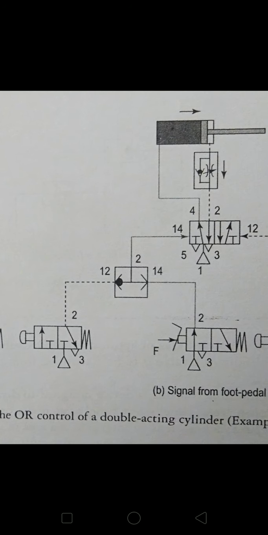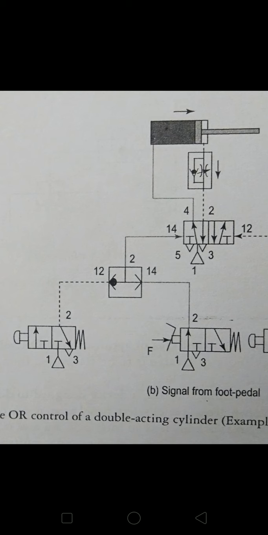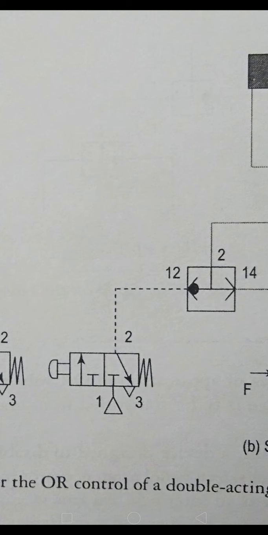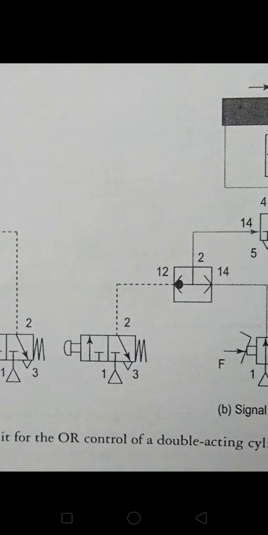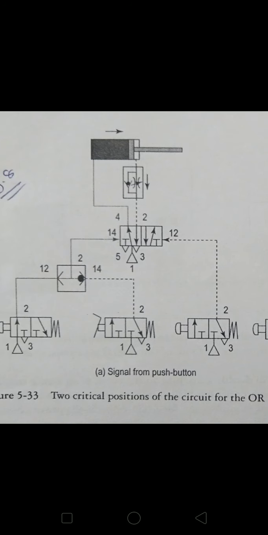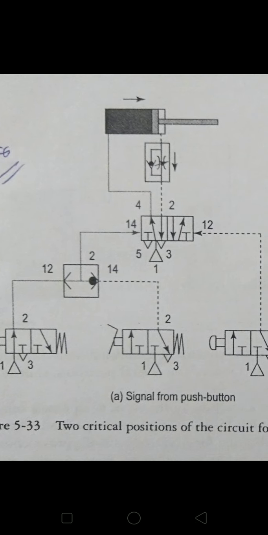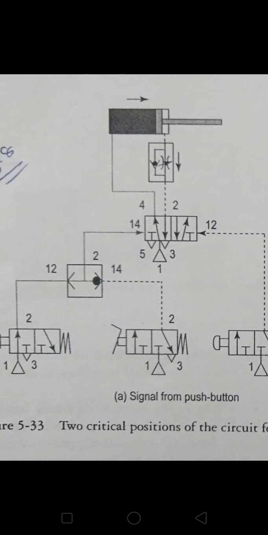So either you could have a force on the foot pedal, as shown, or you also could have given a force to this push button. So if you give a force to the push button, it would look like this. Same arrangement, same thing, and again the same output. The piston will move from left to right due to the thrust, but earlier it was due to the foot pedal, now it is due to the push button.